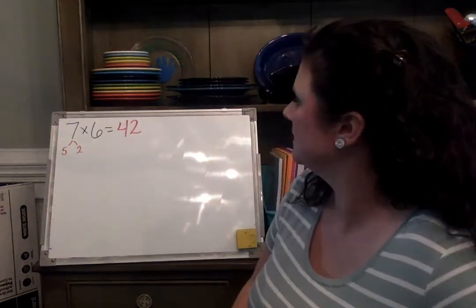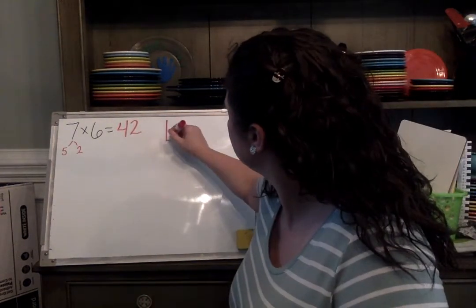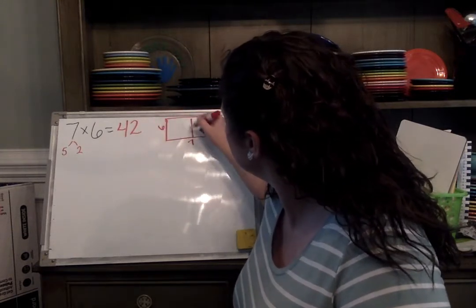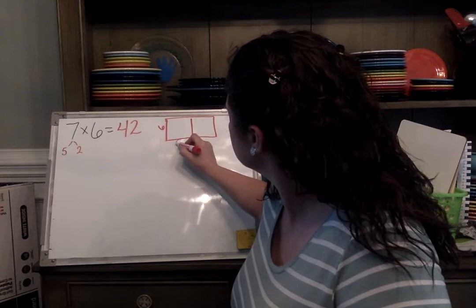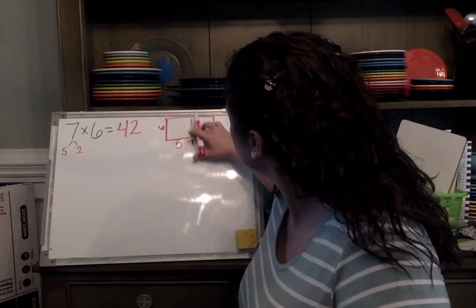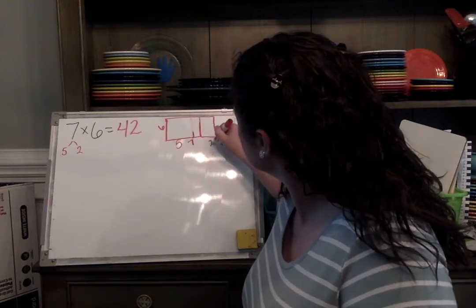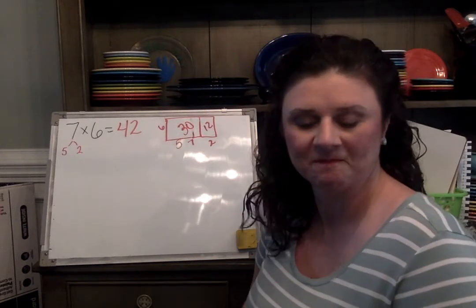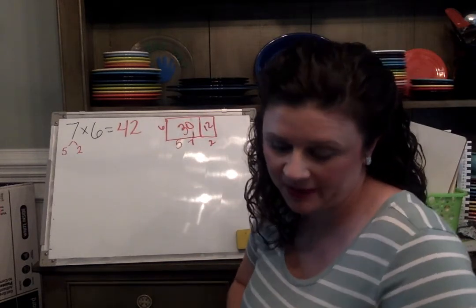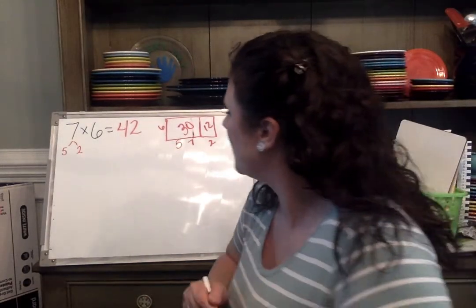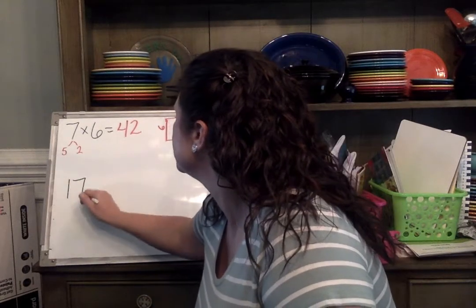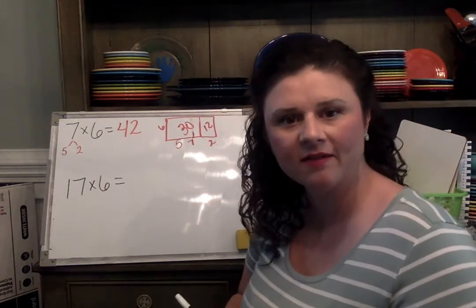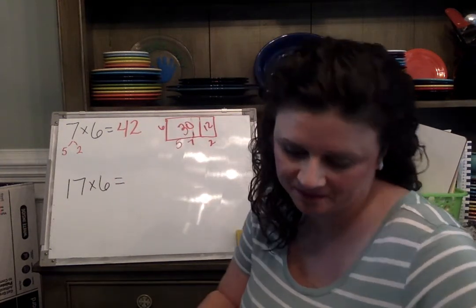42. So basically I have a 6 by 7, and I divided it up into a 6 by 5 and 6 by 2. 30 and 12. Distributive property. But what about if I came up with a problem, 17 by 6. Can anybody think of that answer quickly?